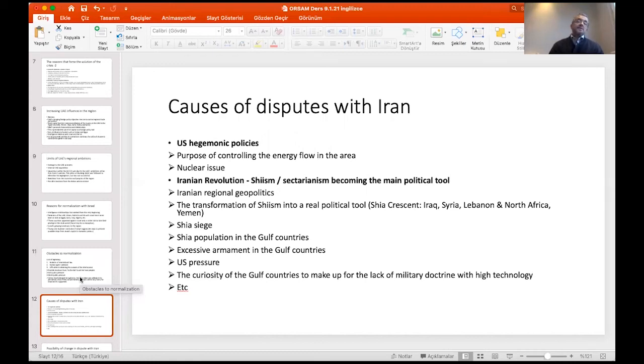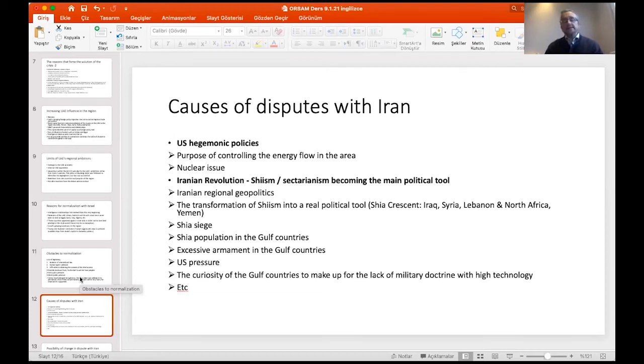And the U.S. first aim has been the purpose of controlling the energy flow in the area. And hence the nuclear issue. And then the second cause is the Iranian revolution. Iran promoted Shi'i sectarianism as a main political tool.